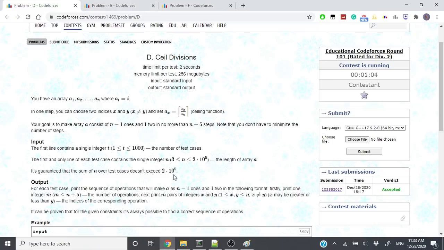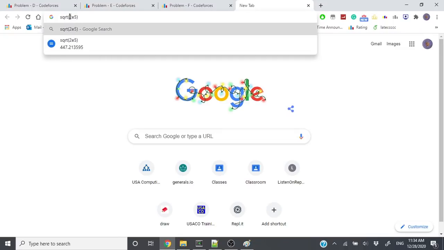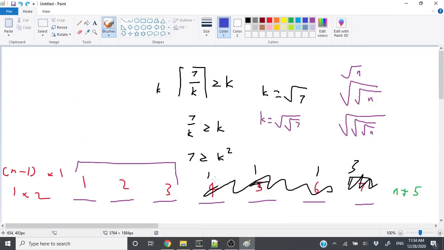Well, let's just test that. We have 2e5. So square root of 2e5. Let's do it again. Square root of square root. Do it again, and again. Look at that, 5 square roots. N plus 5. How interesting is that? Now that seems intended, doesn't it? I'm actually not sure if it's intended, but that works. And any number will converge within 5 steps, I believe.